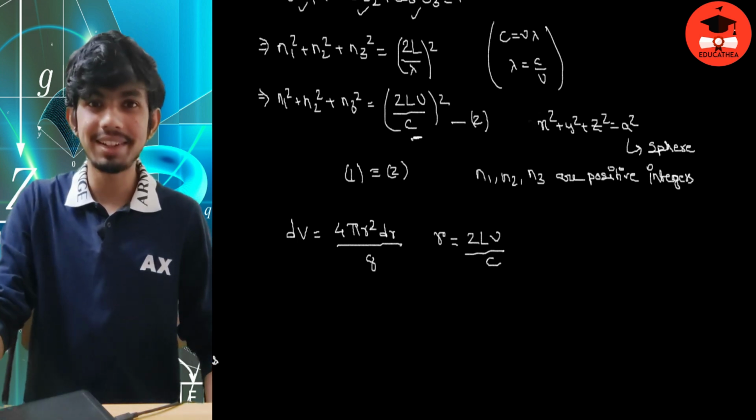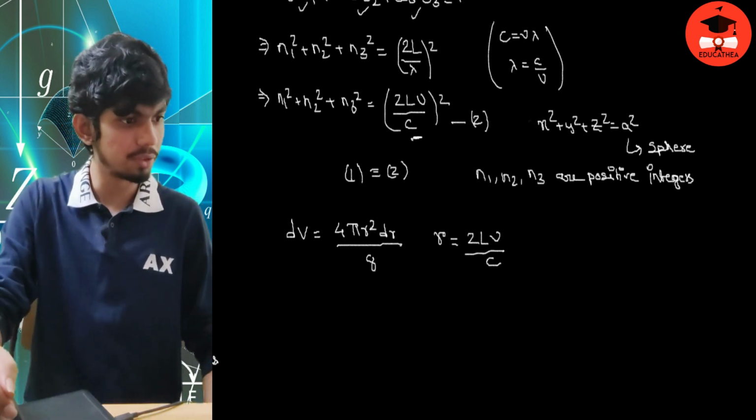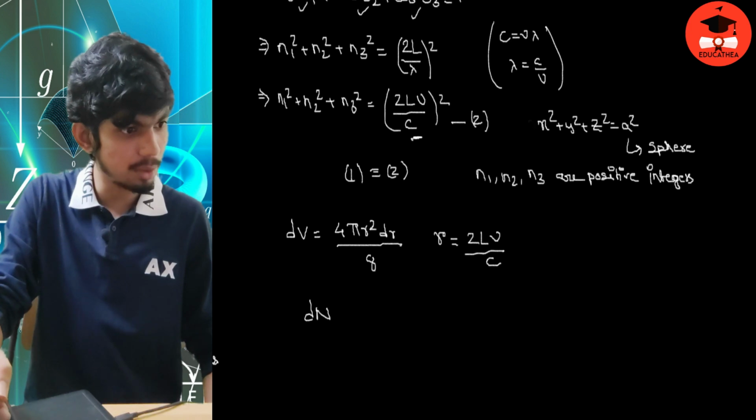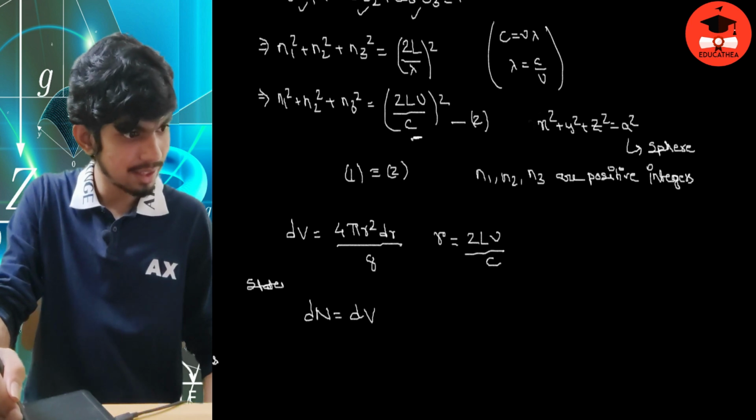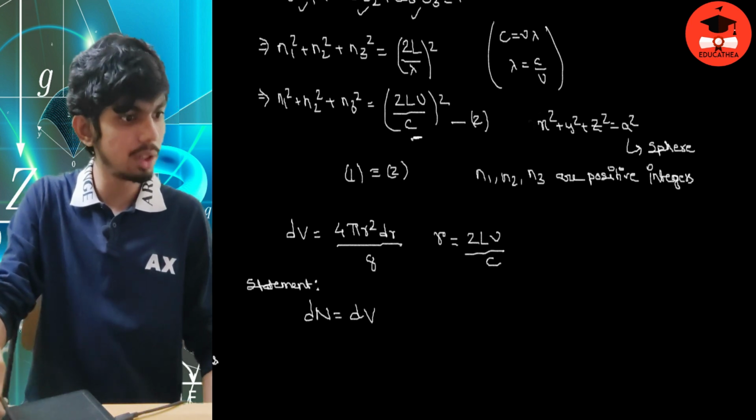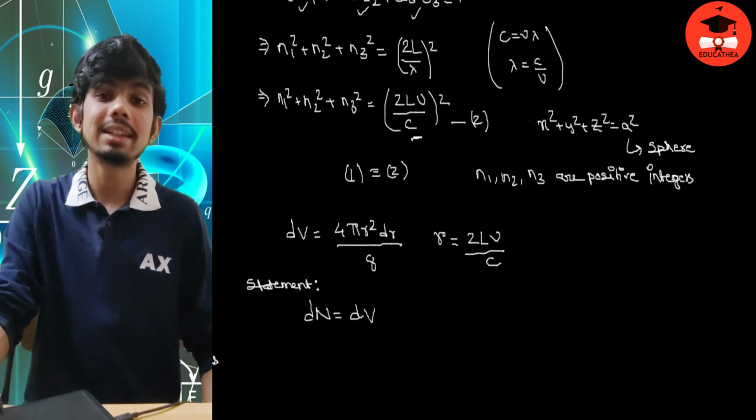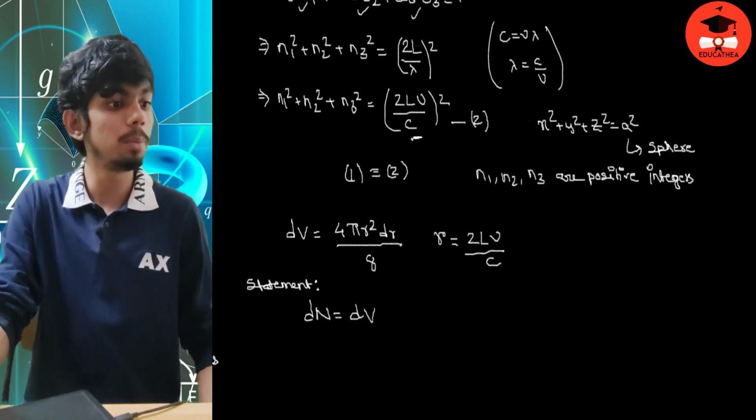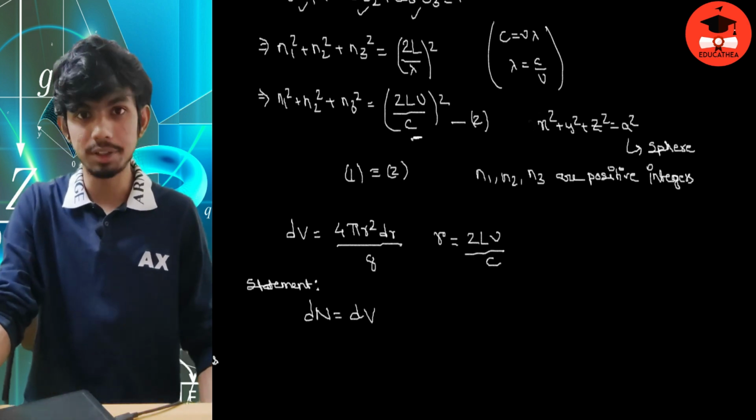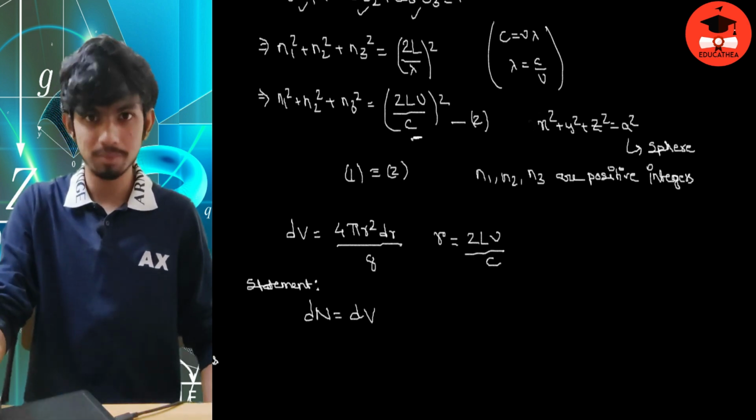Now I'll show you that there is a magical method to prove that dn will be equal to dv. This can be proved. So this is a statement that I'm making. dn will be equal to dv. What is dn? The differential number of waves will be exactly equal to the differential volume. And I can show it to you. See how.